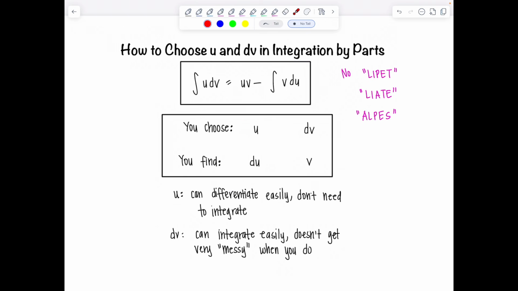And then also, what can I integrate pretty easily without making my life miserable? And it doesn't get too messy when I do. That should be dV. If you can answer those questions, then choosing U and dV becomes much more intuitive. So let's look at a few examples and see how this works.